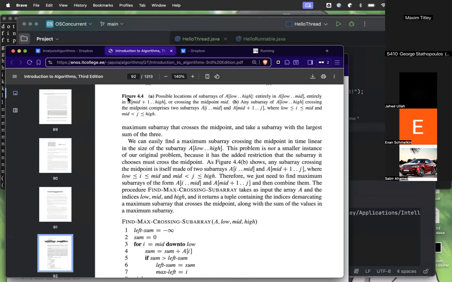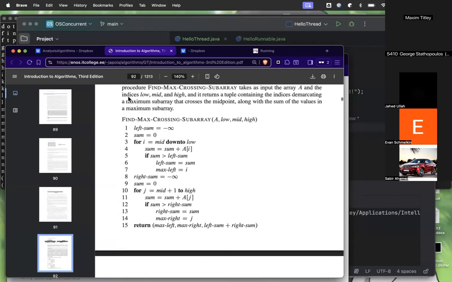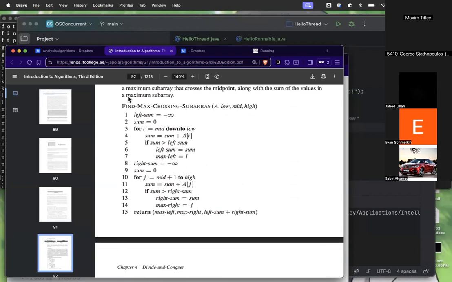So previously, we had the array chosen such that it restricts the subarray, and whatever is on the sorted set side chooses what entry that sorted set will become. So now let's take a look at what we have down here. Find max crossing subarray. This is pseudocode.